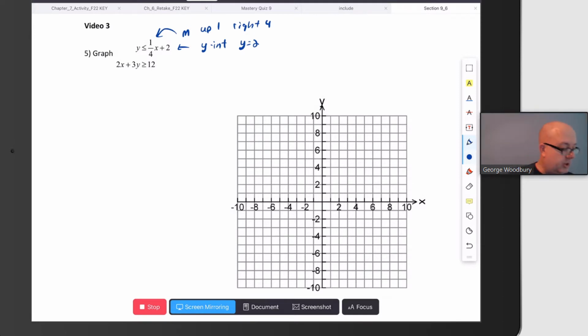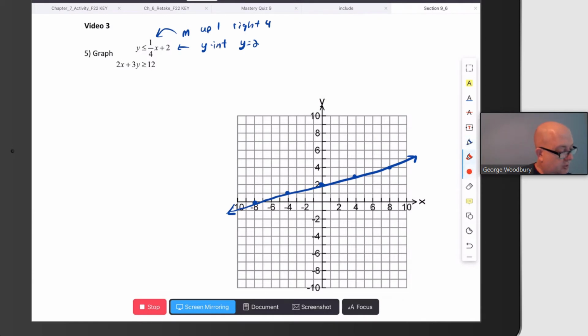So I can start with that point at y equals 2, and then up 1 over 4, up 1 over 4. Moving to the left, I'll go down 1 and 4 to the left, down 1 and 4 to the left. So there's all the points for that line. And again, I drew it as a solid line because of the equal sign underneath it. Now I'm looking for where y is less than that. Since y is isolated here, the less than sign tells me to shade below.